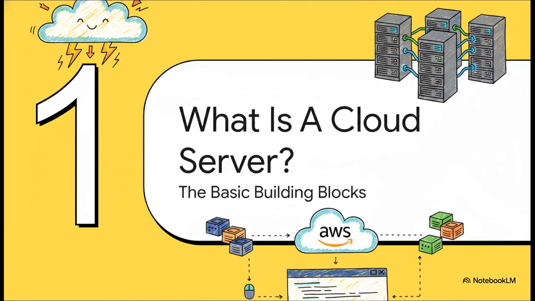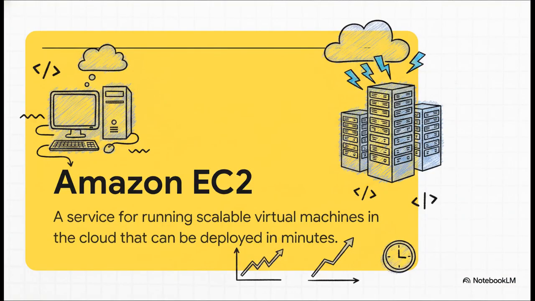Okay, first things first. Before we can even think about automating, we've got to know what we're working with. So, what exactly is a cloud server in AWS? Let's get into the basic building blocks. So the heart and soul of AWS Compute is this thing called EC2, which stands for Elastic Compute Cloud.